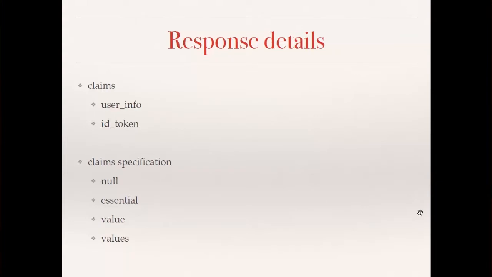In the claim specification, I can say null means I want to get the value. Essential means I really want to get the value. But again, even if the client says essential, it's still the authorization server, the OP, that decides what it wants to do. And then you can specify that I want to use a specific authentication method, and this is the specific authentication method I want to be used. There I specify a value, or I can use values, which means I may want to use one of these.